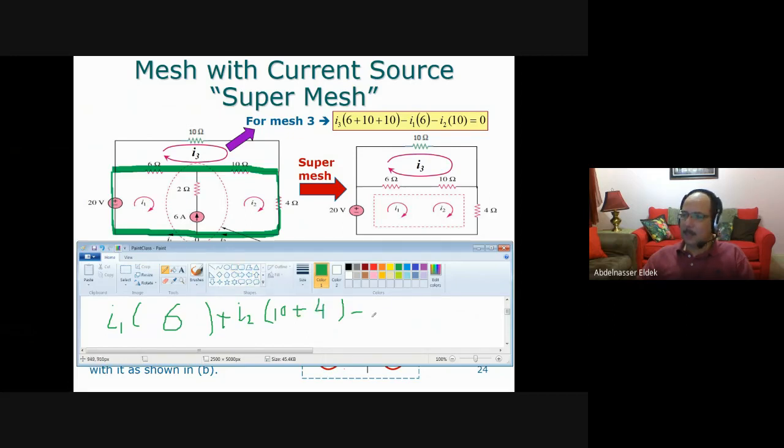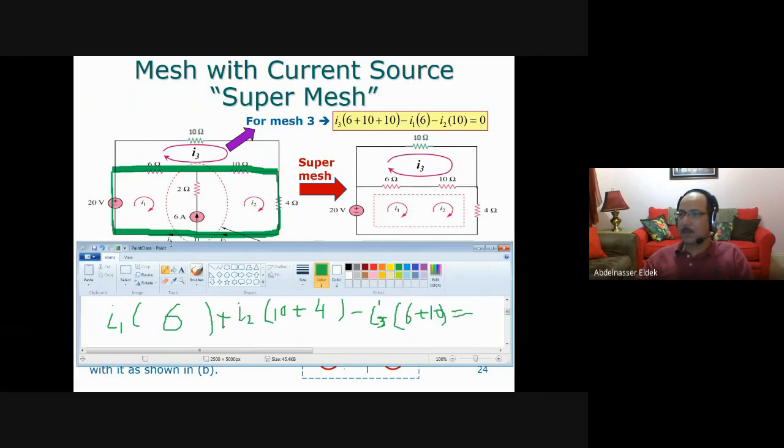Minus the intersection. Of course, this super mesh intersects with mesh number 3, in the two resistors, 6 and 10. Okay, so this is how you write it. Equal the sources.